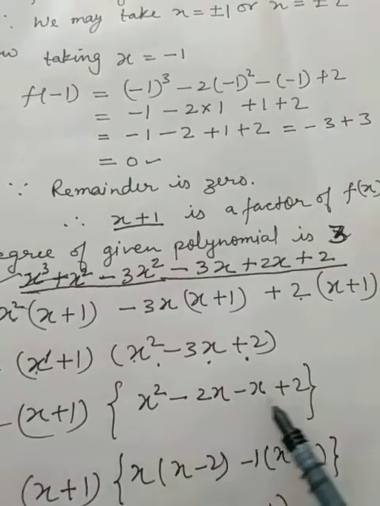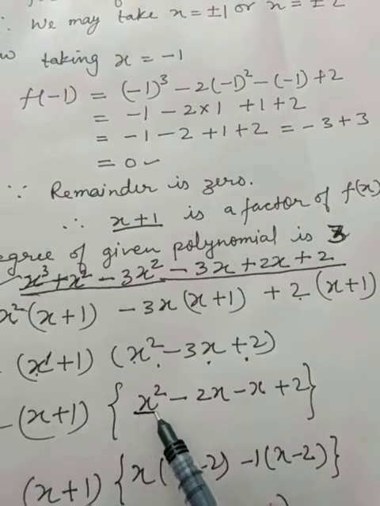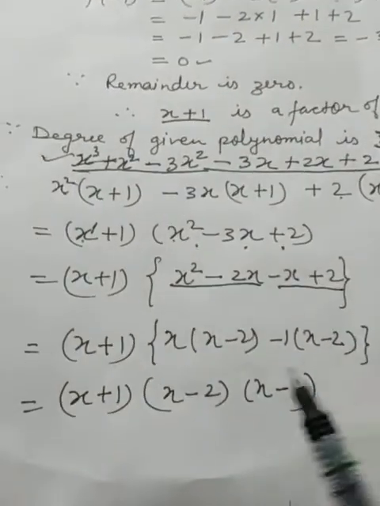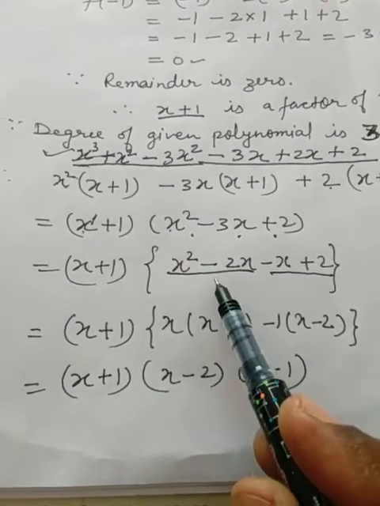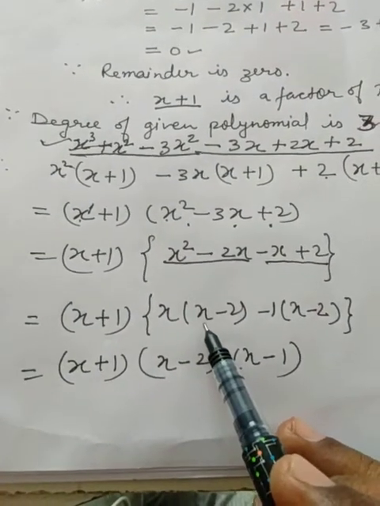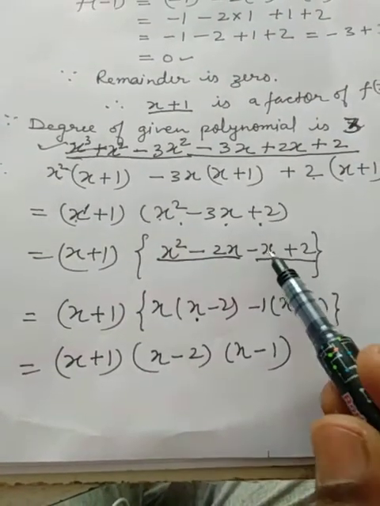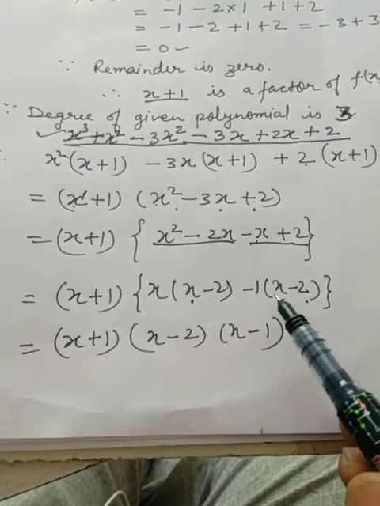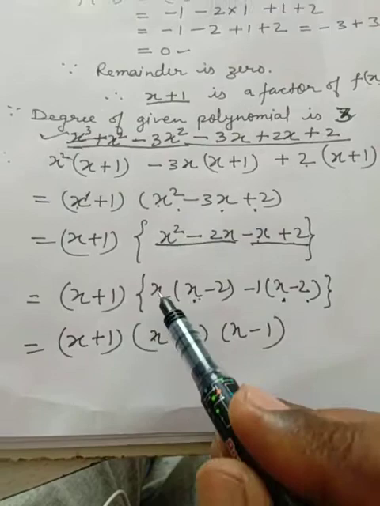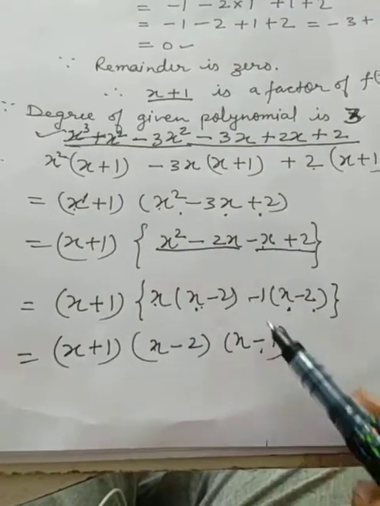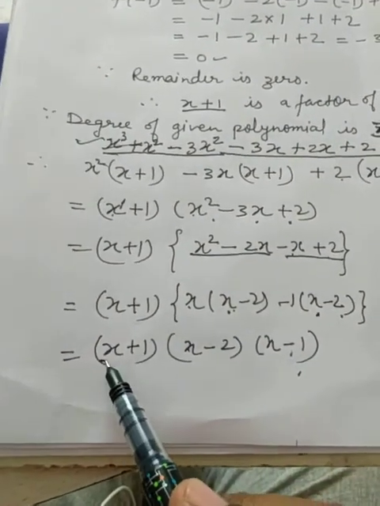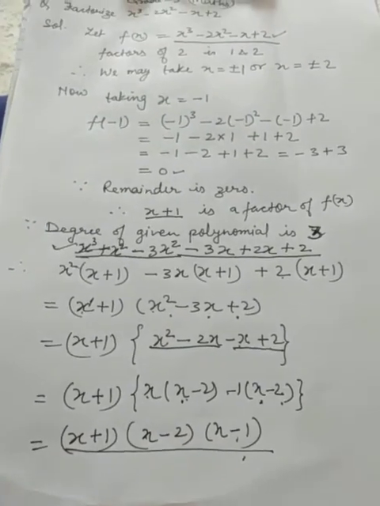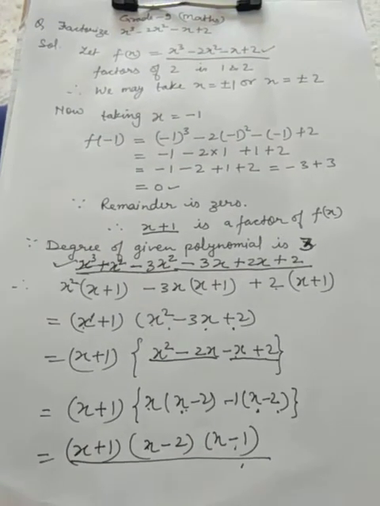Now, the number of terms is 4. Make a group of the first 2 terms and the last 2 terms and take x common in the first group, and the remaining is x minus 2. Take minus 1 common in the other 2 terms, then the remaining is x minus 2, again taking x minus 2 common. So the remaining terms are x and minus 1. You can check this. There are 3 factors and this is the final result of the given question.